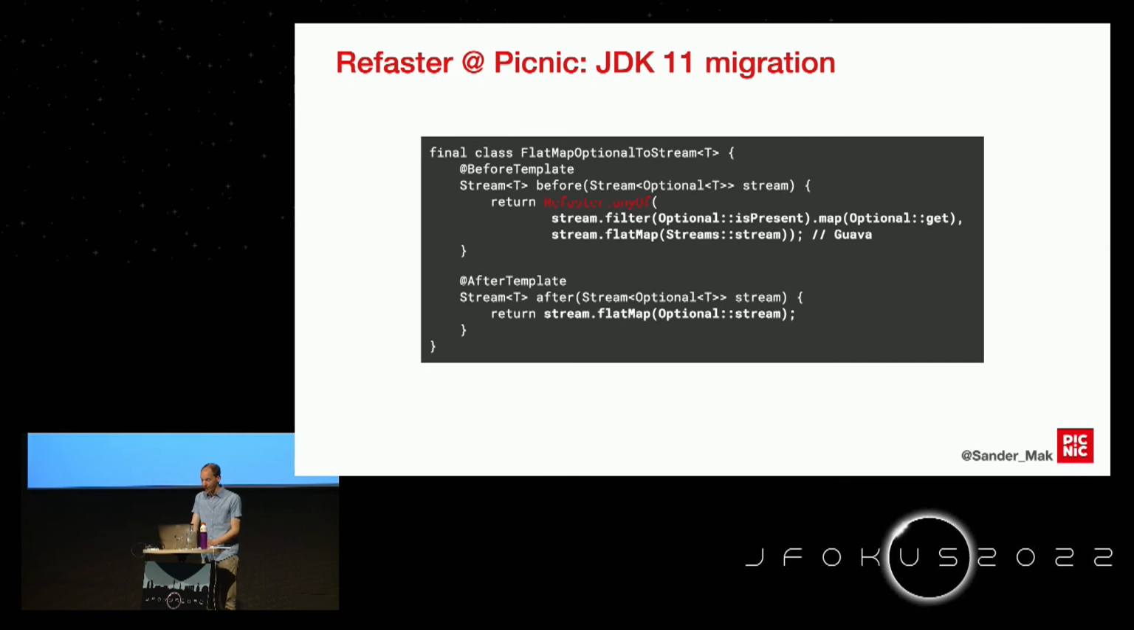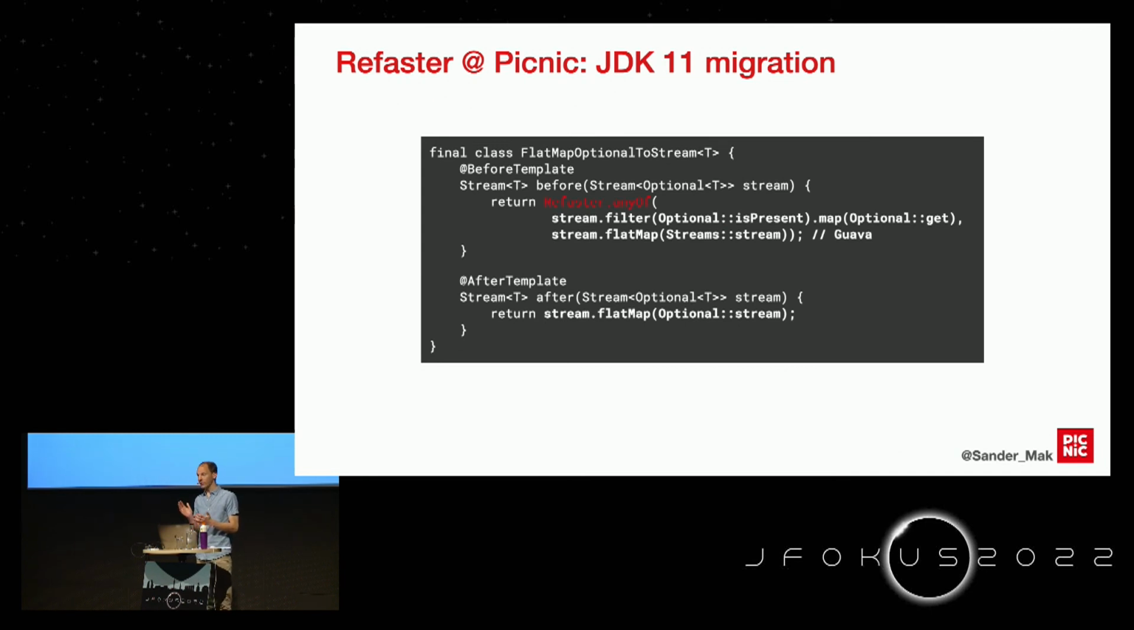Another one is working with streams and optionals. So also in Java 11, the Optional got a stream method, which makes it nicer to flatMap it over a stream of optionals and get out the values directly. Here you see also the use of Refaster anyOf, which is another way of applying multiple patterns that you can then, when any of these patterns match, it will be replaced by the after template.